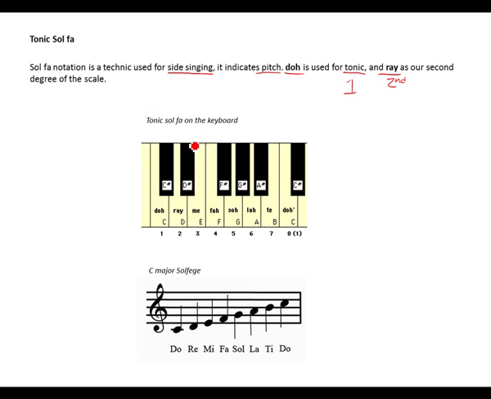Let's take a look at examples below. This is solfa notation on the keyboard, but not for major, but for minor. For example, do, as we've indicated, one, re, two. And also on the C major, since we are more concerned with majors in this particular grade, this is do as our first degree, re as our second degree, mi as our third degree, fa, fourth degree, so as our fifth, la, sixth, ti, seventh degree, do again, which is the eighth degree.